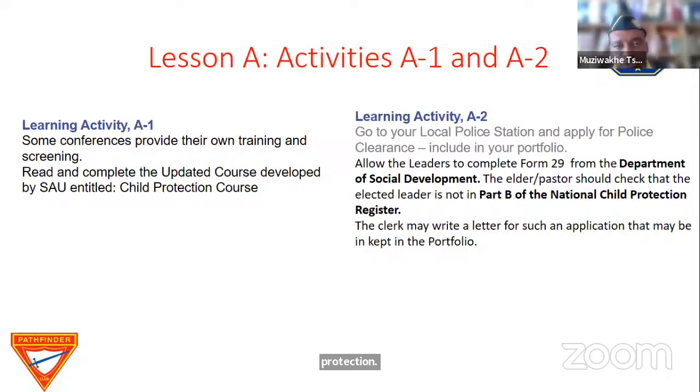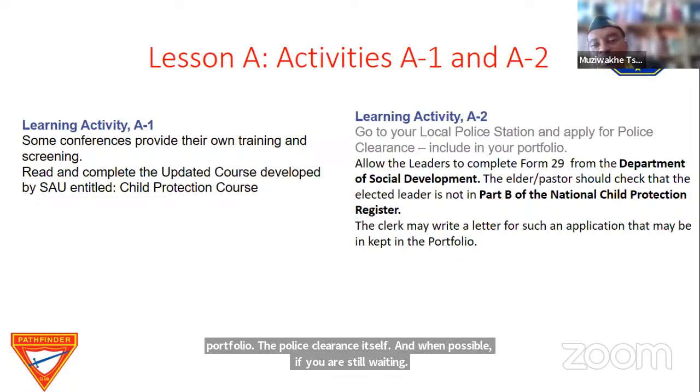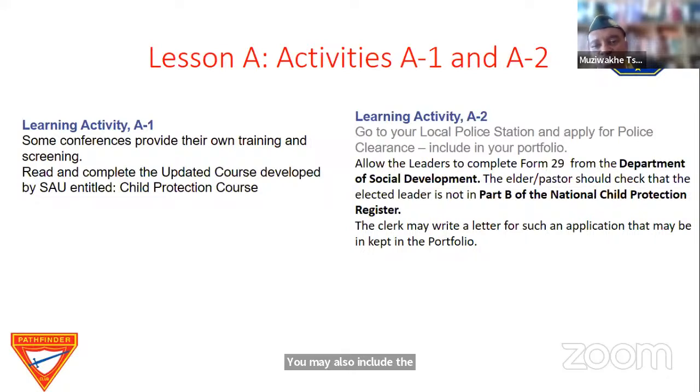Learning activity number 2, I urge you, leaders, to go to your local police station and apply for police clearance. And once you have applied, please include this in your portfolio, the police clearance itself. And where possible, if you are still waiting, you may also include the completed form to show that you have actually applied for police clearance.